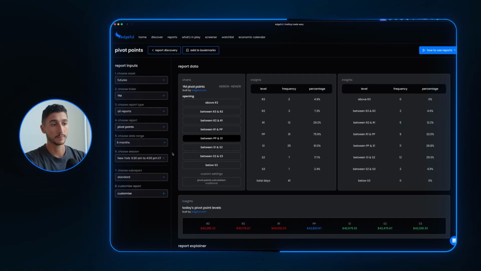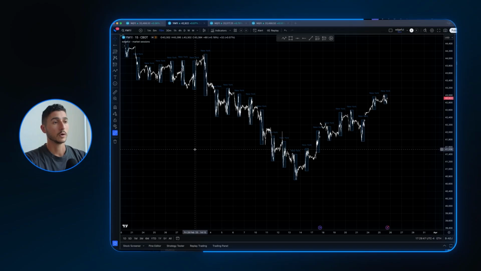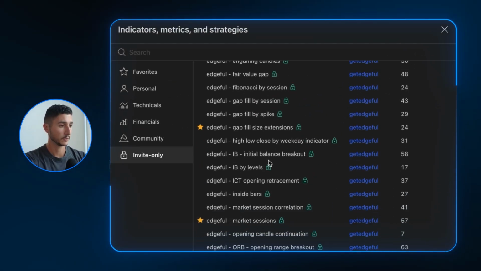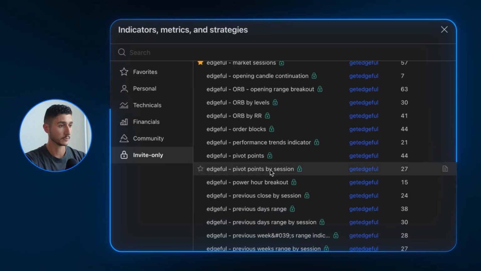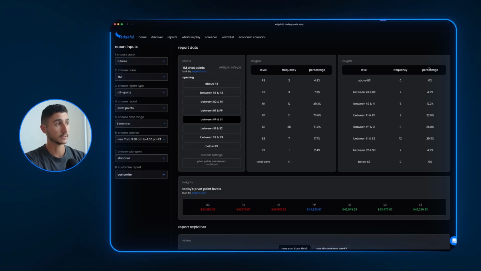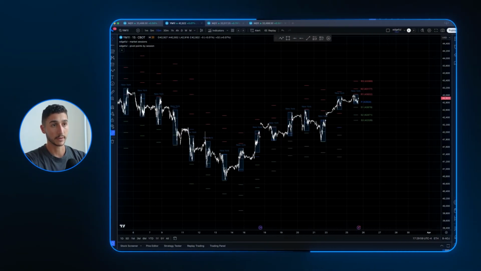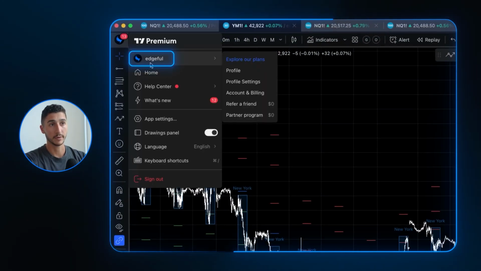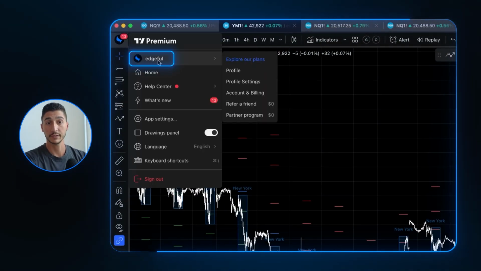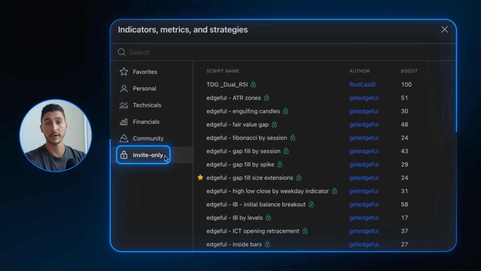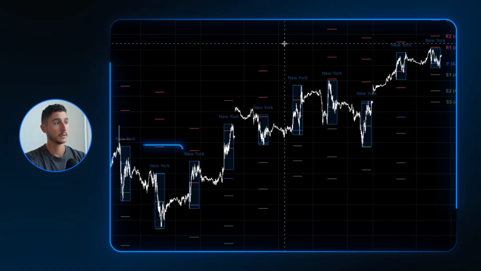This is really important. So now we're on TradingView. We're going to go to my indicators here. I'm going to scroll down to pivot points by session. If you want to access these indicators, click the right side of your screen, enter your TradingView username right over here. You can find that by clicking your profile button at the top left. You'll see your username here. Mine is edgeful. Yours will be something else. Then when you click on your indicators, this invite only will appear and you'll have them all here.